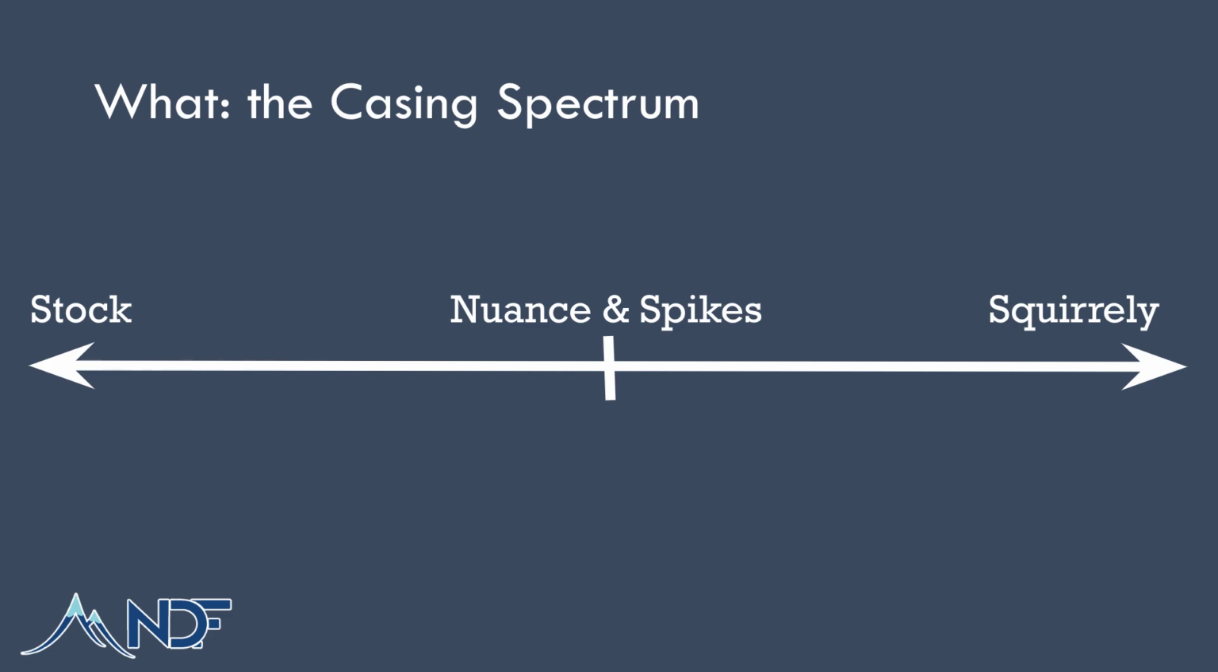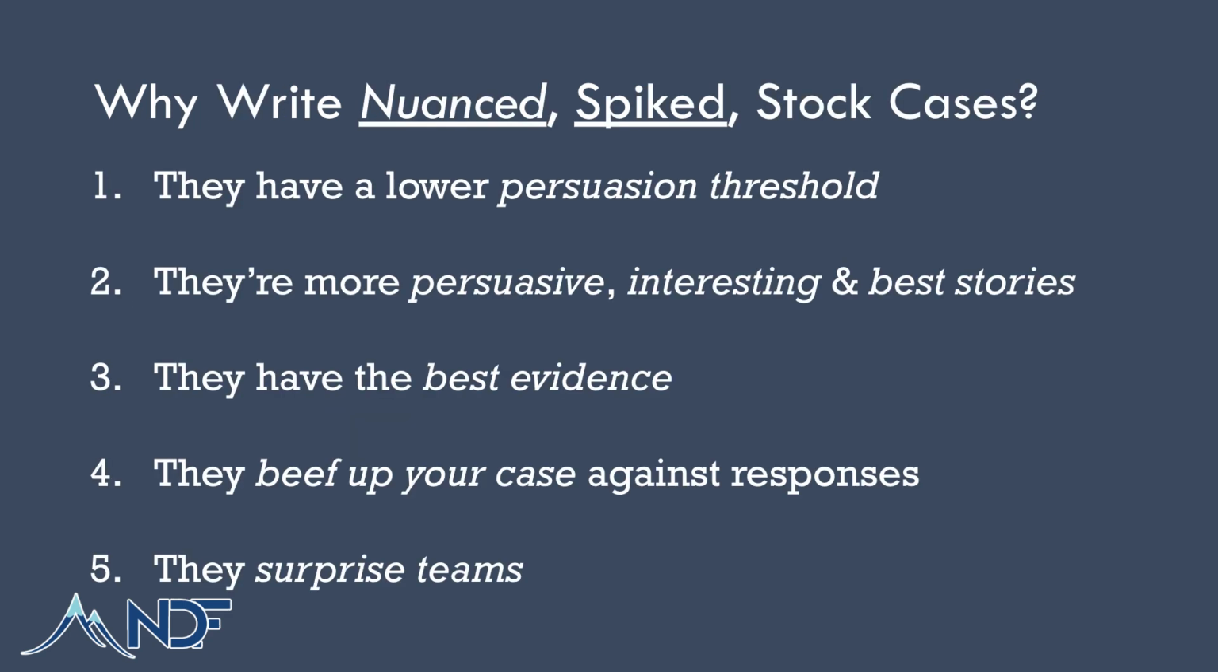And I think this is where the best arguments come from, because it allows you to combine the benefits of both. I know James also talked to you about the benefits of both stock and squirrely cases. Well, I think you get most of the benefits of both when you run stock cases with nuance and spikes. Okay, let me give you some reasons why. So I think that nuanced, spiked stock cases have 5 benefits over regular stock cases and over squirrely cases. Number 1, they have a lower persuasion threshold. They have a lower persuasion threshold.